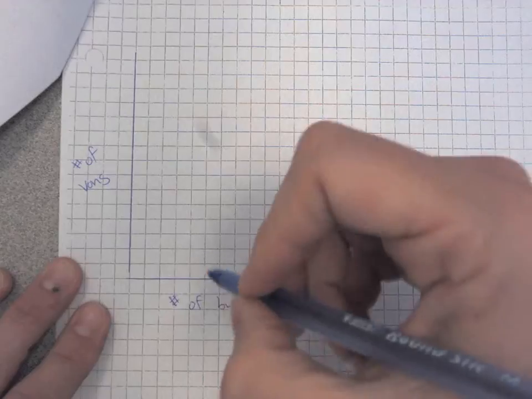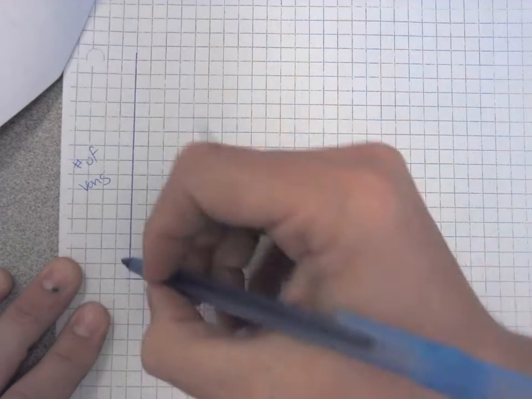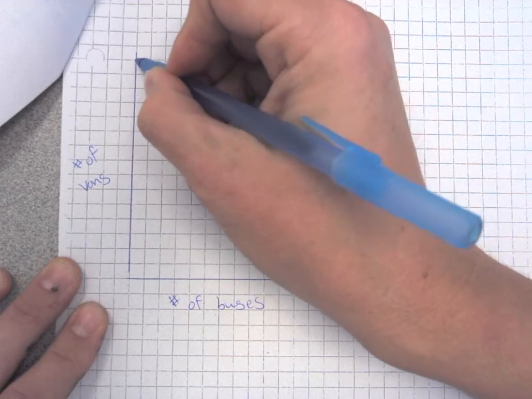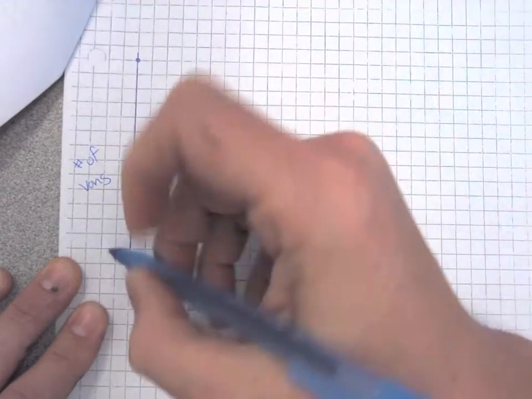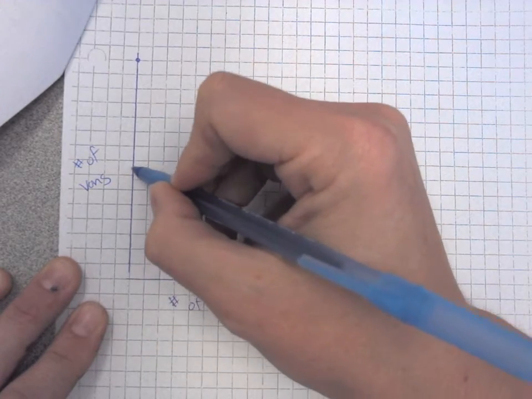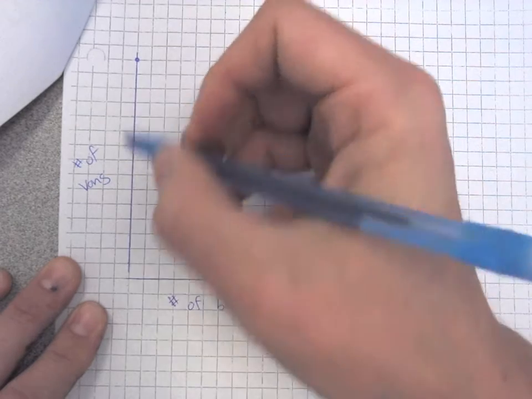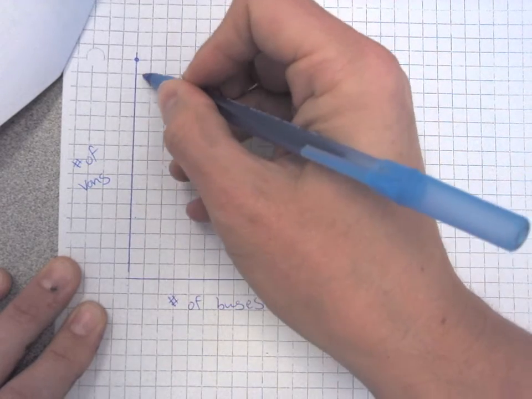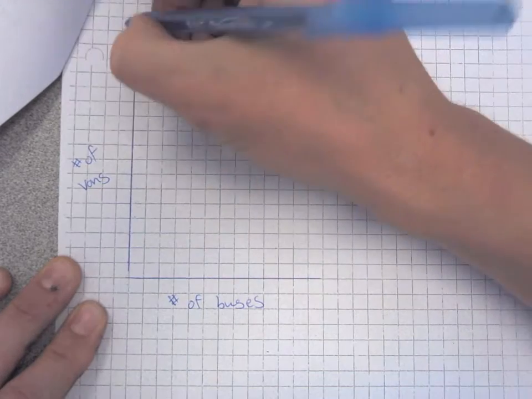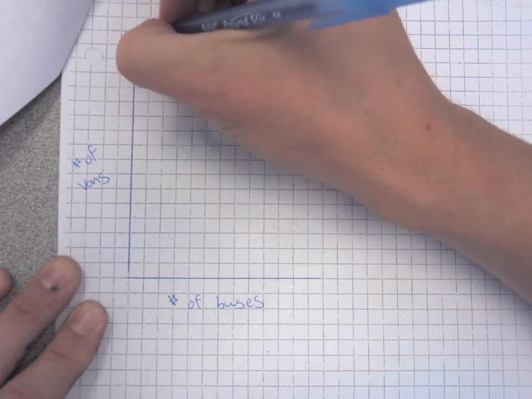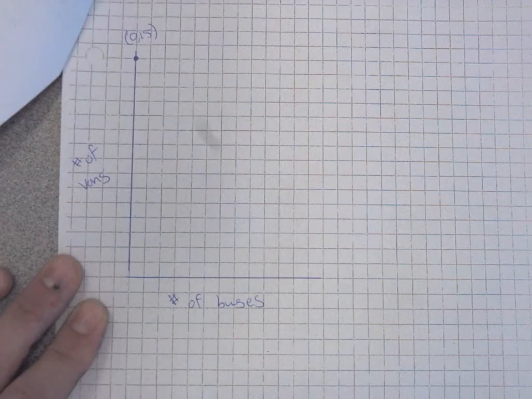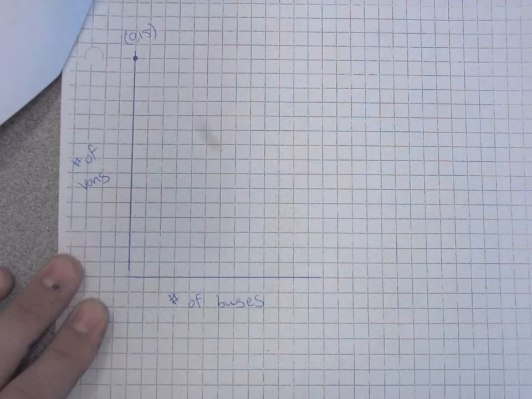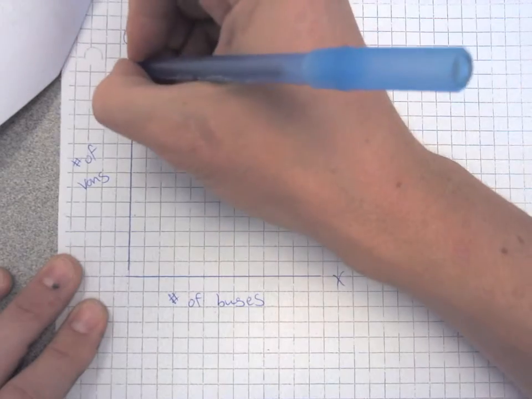Okay. And remember that the very first combination that we found was when we had 0 buses, we had 15 vans. So if we have 0 buses, this is 0 buses right here. We'll have 1, 2, 3, 4, 5, 6, 7, 8, 9, 10, 11, 12, 13, 14, 15. Okay, cool. So this point represents 0 buses, 15 vans. And you'll notice that this is the y-intercept because it's the point that's on the y-axis.